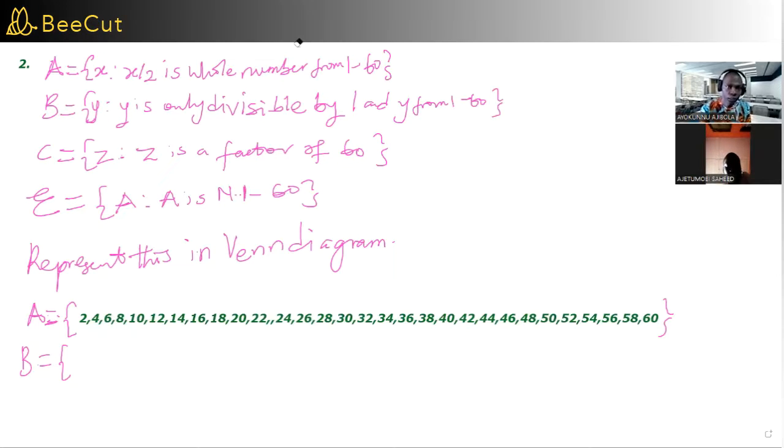So this is going to now be all the prime numbers. So 2, 3, 5, 7, 11, 13, 17, 19, 23, 29, 31, 37, 41, 43, 47, 53, 59. These are the prime numbers from 1 to 60, maybe correct. Let's check it out and see.